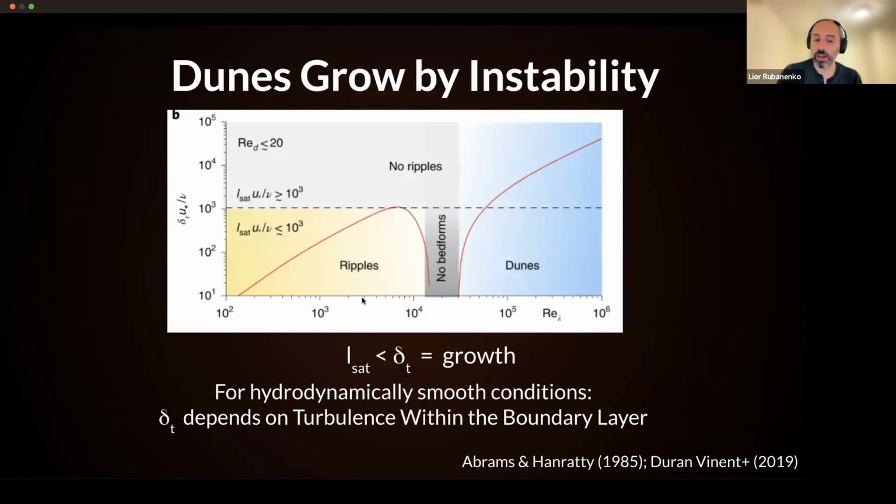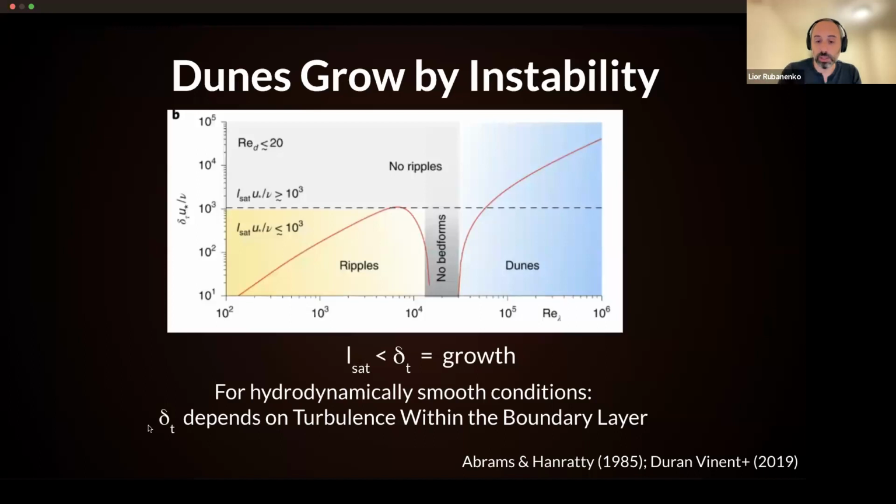And they said, well, we know that for a hydrodynamically smooth atmosphere, like Mars's atmosphere, this delta T, the distance between the peak shear stress and the crest of the bed form, depends on turbulence within the boundary layer, which I'm not really going to go into, but basically it's related to that. And if the conditions on Mars are different, because the atmosphere is hydrodynamically smooth, it may explain why we see a gap between ripples and dunes.